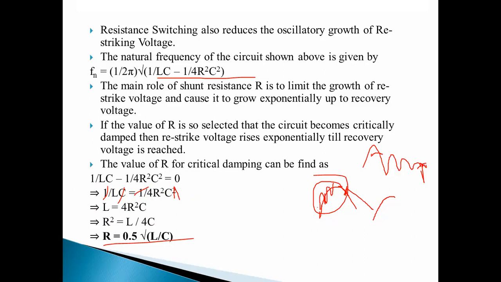Okay, means here to reduce these oscillations, we can find the value of resistance, as 0.5 square root of L divided by C. If you connect this value of resistance, then that voltage will rise exponentially, means the transients will be reduced there. Okay, understood everyone? Yes or no? Resistance switching.